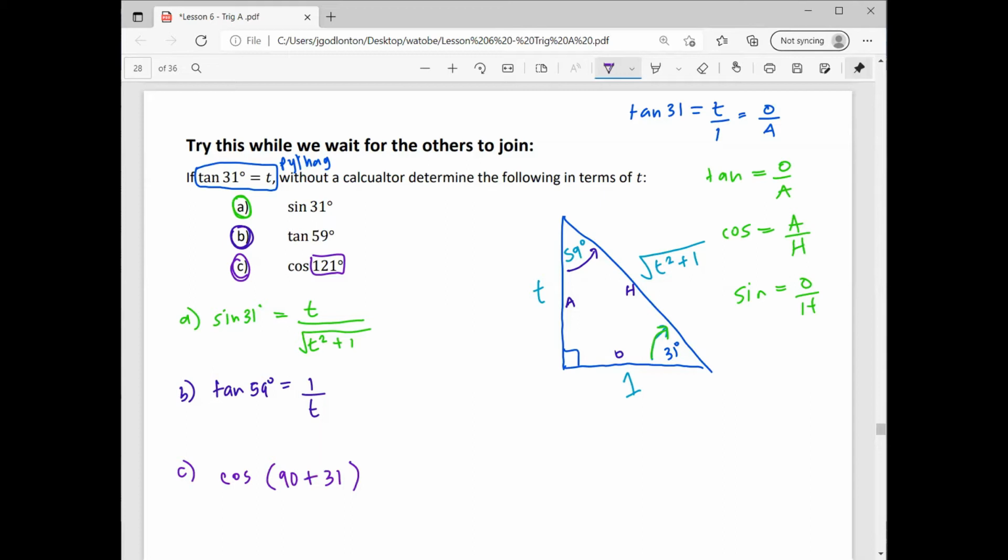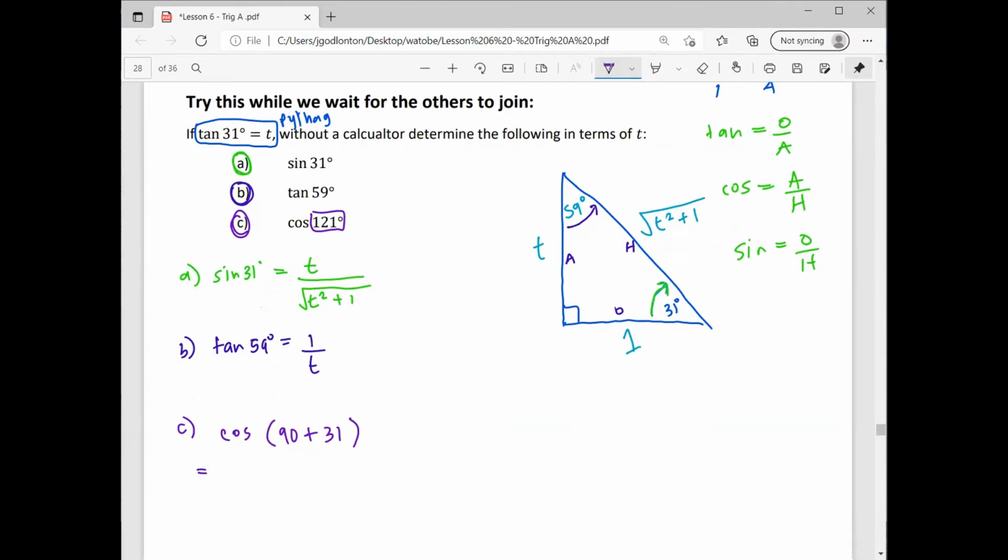Good. Okay. And now that's one of our sneaky co-ratios. That's the one that becomes negative. So that's going to become negative sine 31. And I already know what sine 31 is. We worked it out in A, but now we're just going to put a negative sign in front of it.